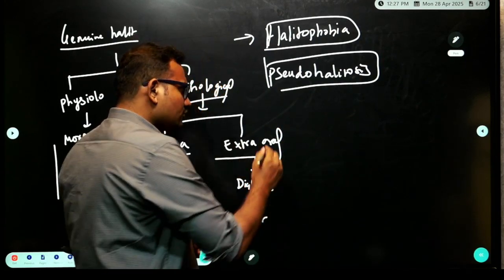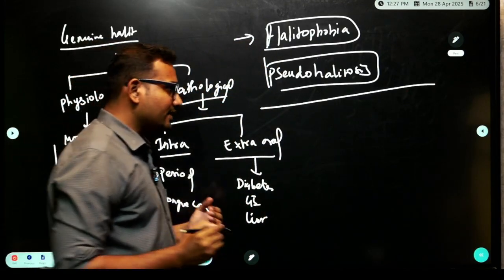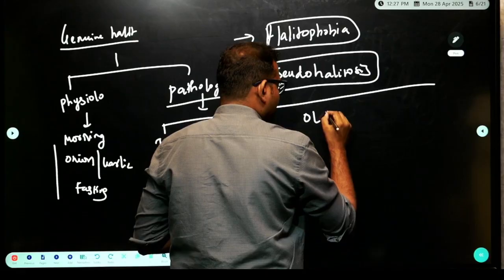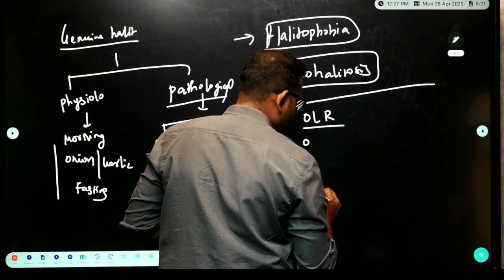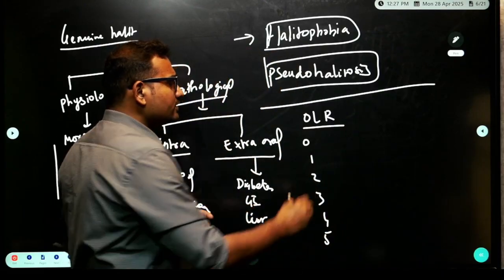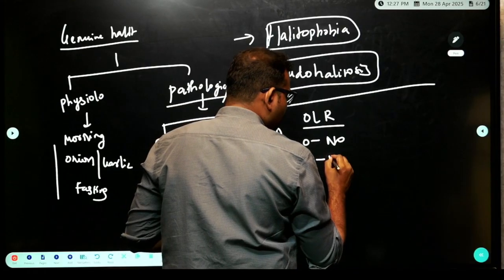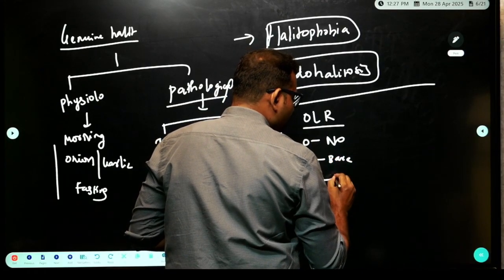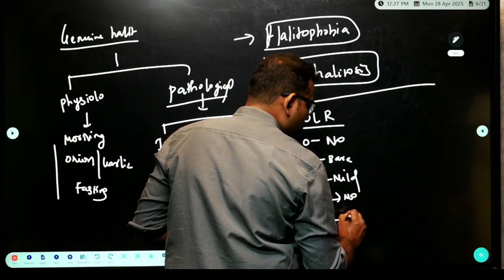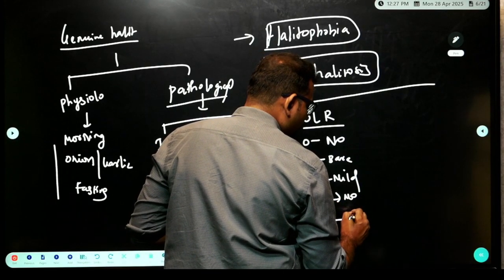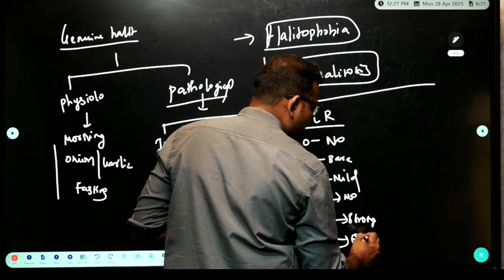Okay, I'll tell you one of the very important ones, the gold standard to measure halitosis: organoleptic rating. It goes from 0 to 5. So 0 is no malodor. 1 is very barely noticeable malodor. 2 is mild, but there is definitely some malodor. 3 is moderate. 4 is more than moderate, that is strong malodor. 5 is extremely foul smelling malodor.